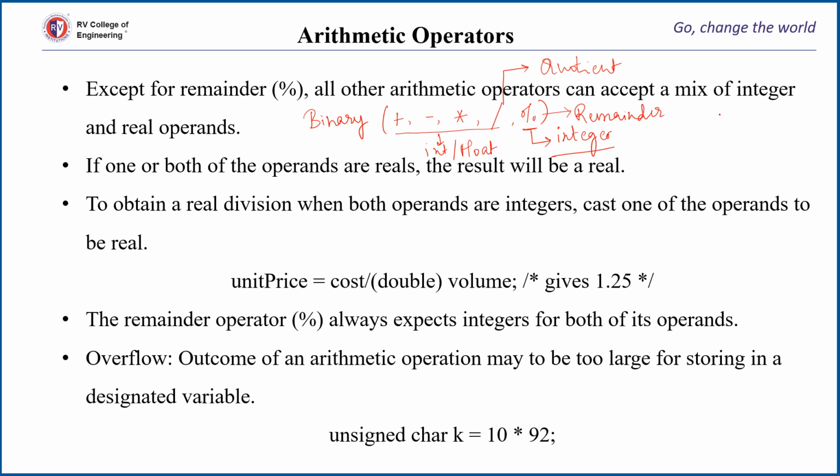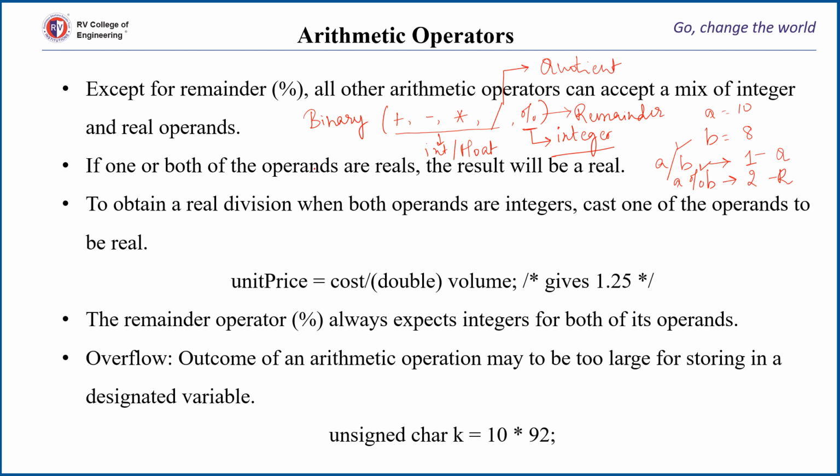For example, I have a equal to 10 and b equal to 8. When I perform a divided by b, the answer will be 1. This is our quotient. When I perform a mod b, this will give me 2. This is the remainder. You should know the difference between division and modulus.